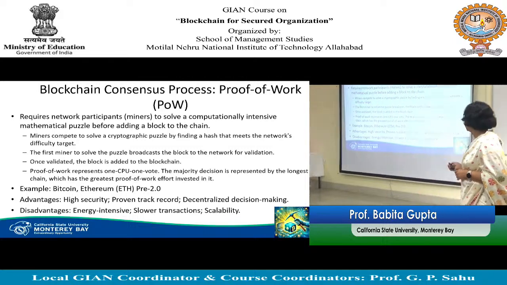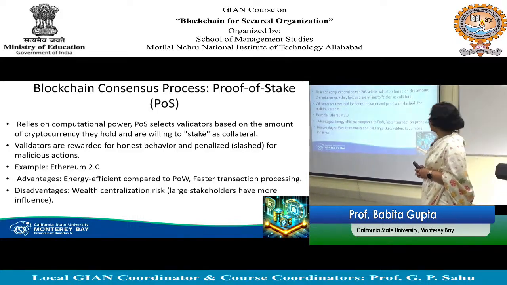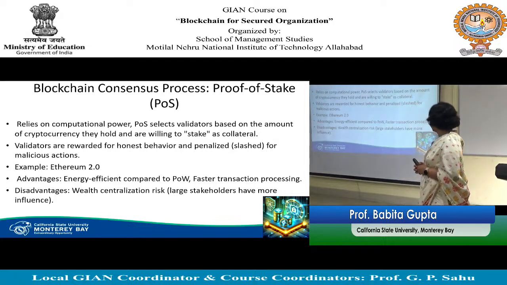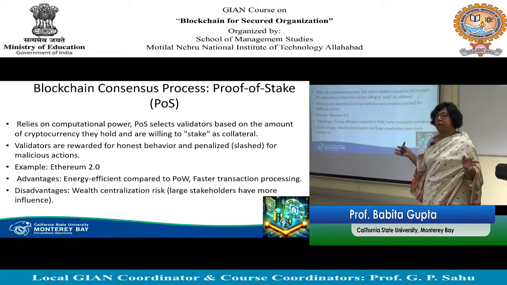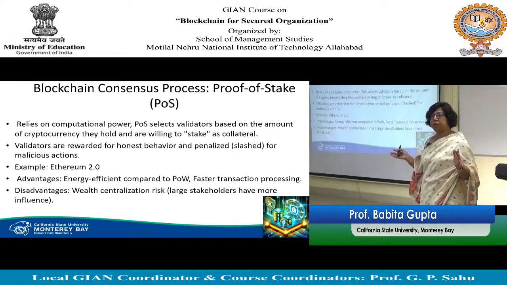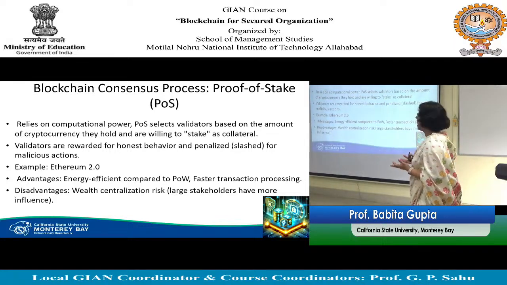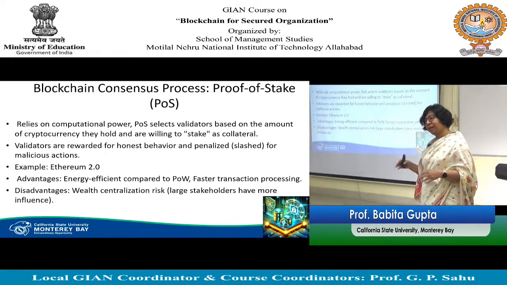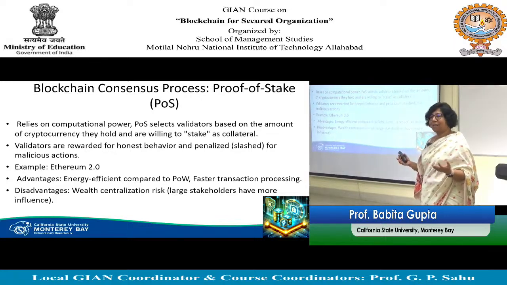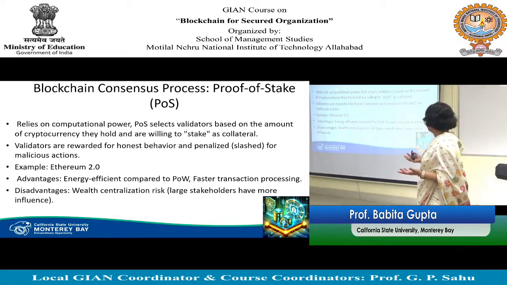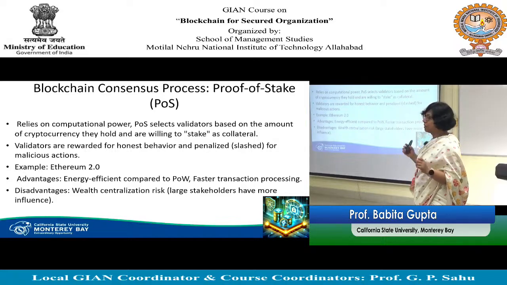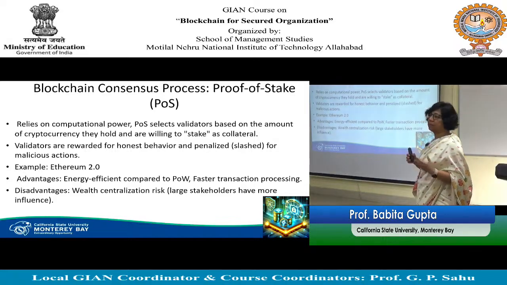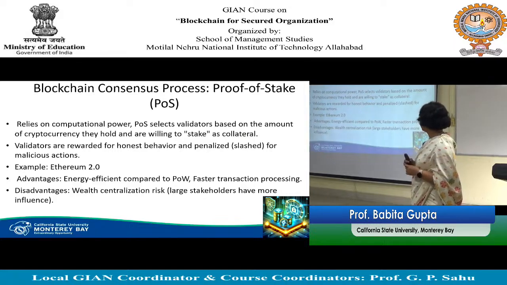Proof of work. Then we have proof of stake. Here also you rely on computational power, but not anybody and everybody can participate in the validation process. It's based on whosoever has a higher stake, kind of like collateral, they get to participate. How many of those are there, what the collateral is, etc., depends again on the blockchain they are operating in. But the idea is that these selected stakeholders are the ones that work on validating. An example is Ethereum 2.0.